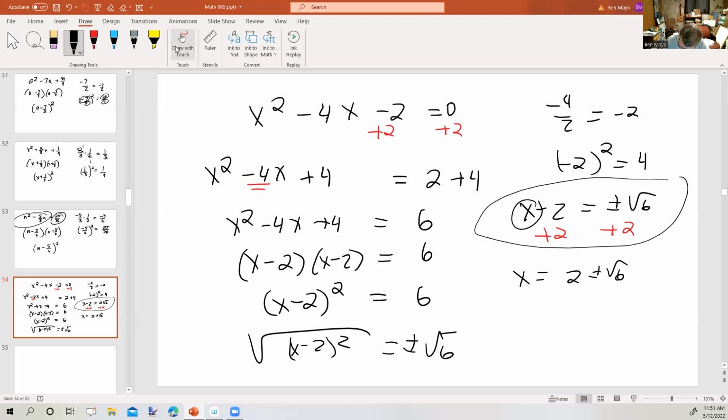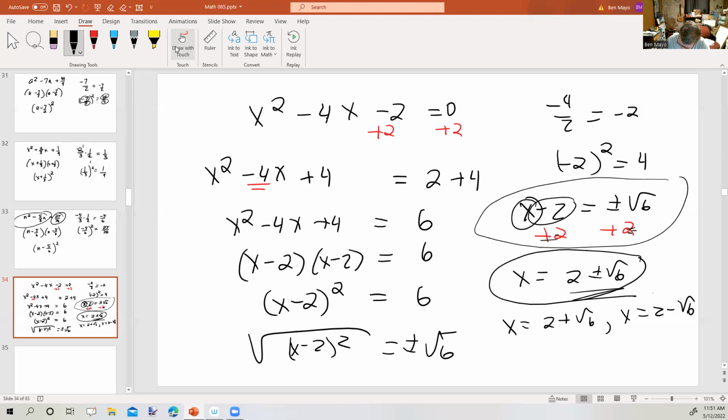needed to get x by itself. And since it had x minus 2, I had to add 2 to both sides. Okay. But I can't combine these because they're not like radicals. 2 and the square root of 6 aren't compatible. Okay. So I've got x equals 2 plus the square root of 6, x equals 2 minus the square root of 6. And again, on paper, you can use this notation. But in WebAssign, you'd have to put them in separately. The 2 plus the square root of 6, the 2 minus the square root of 6, okay?